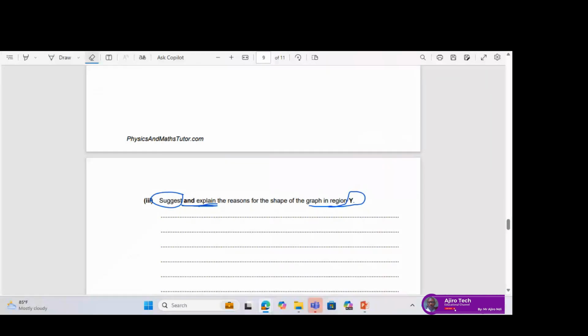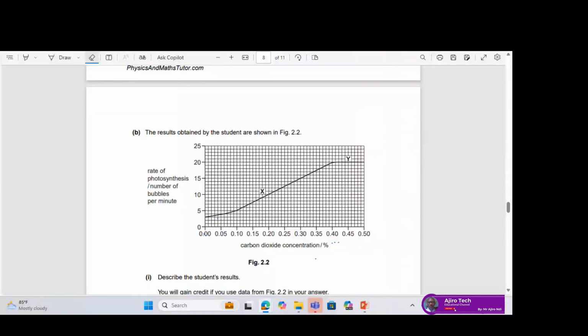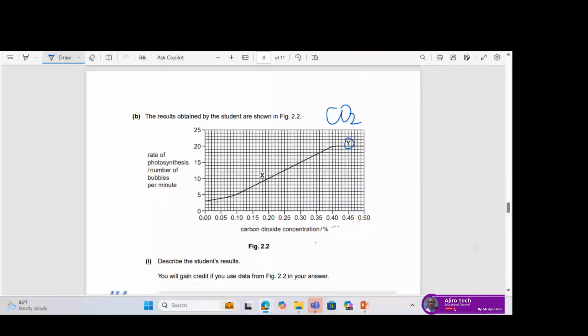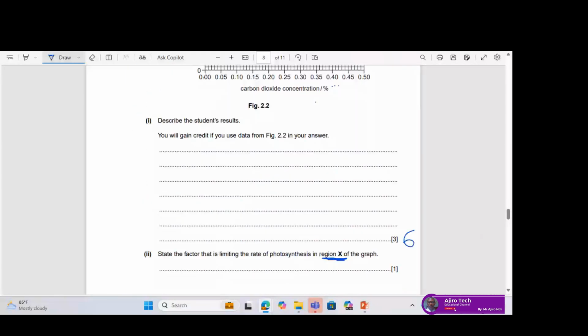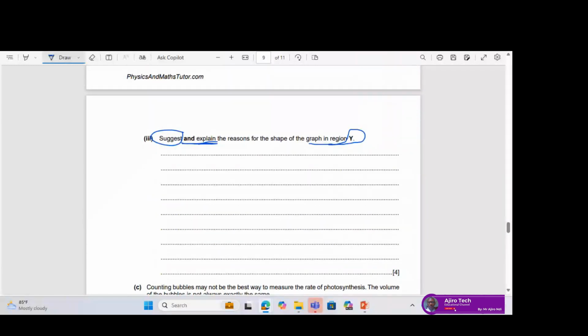Carbon dioxide is not a limiting factor anymore. Yes. Okay. At Y, what is happening at Y? The graph is constant at Y. That's the reason. What's the reason now? CO2 is no longer a limiting factor. And what is the reason? Why is that so? What is not limiting? So give reasons. What could be the limiting factors then?